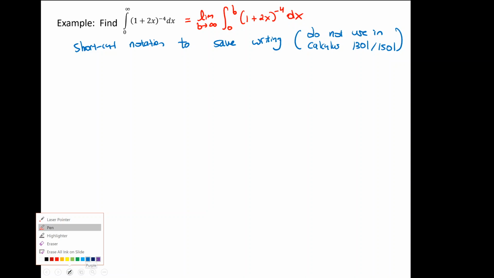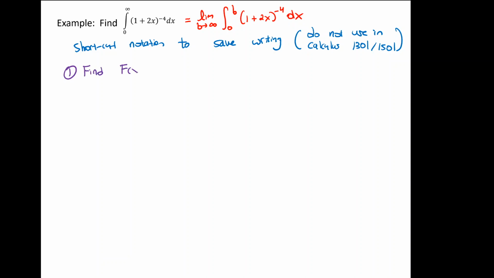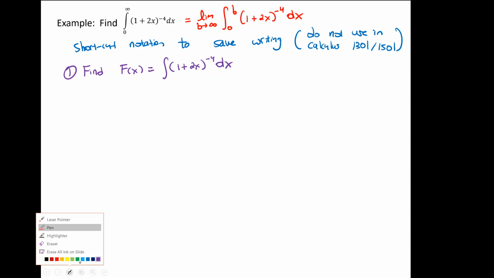I'm not going to write the limit. I'm just going to do step 1. Find the antiderivative. Find capital F of x equals integral, oh, no, sorry, no bounds, of 1 plus 2x to the power of negative 4. Okay, and then to solve this, we'll use a method of substitution.